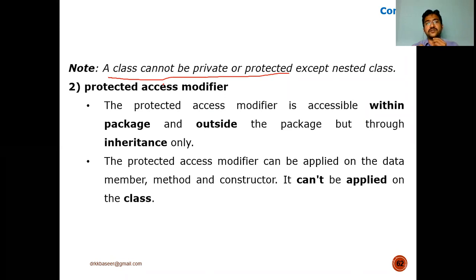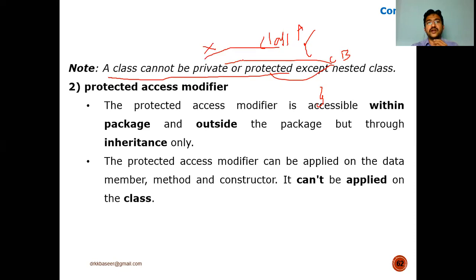A class within a class is called what? Nested class. Inside the outer class, we can declare a class as private or protected. Outside class means class A. Inside class A, if you have a class B, say for example, class A is the outer class and inside class A I'm going to create class B. This class B can be declared as private or protected. But the outer class can't be created as private or protected. It has to be created as public.